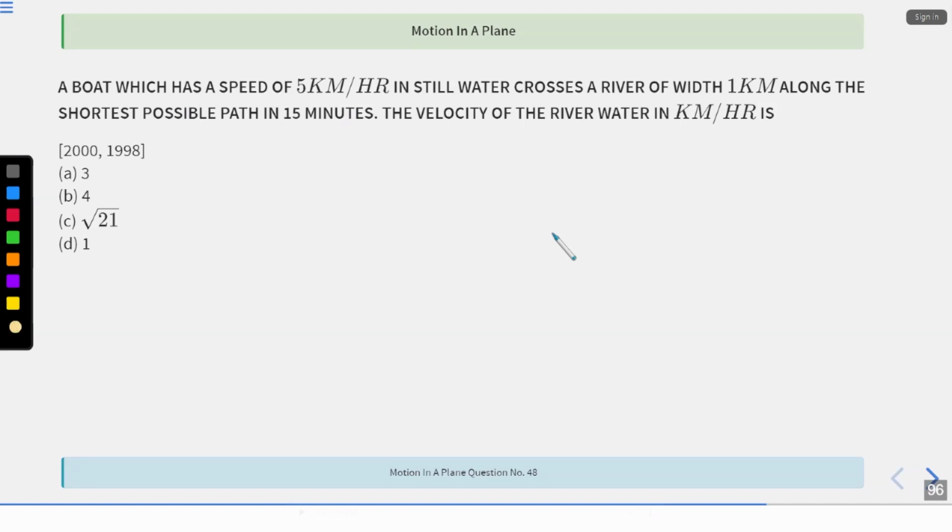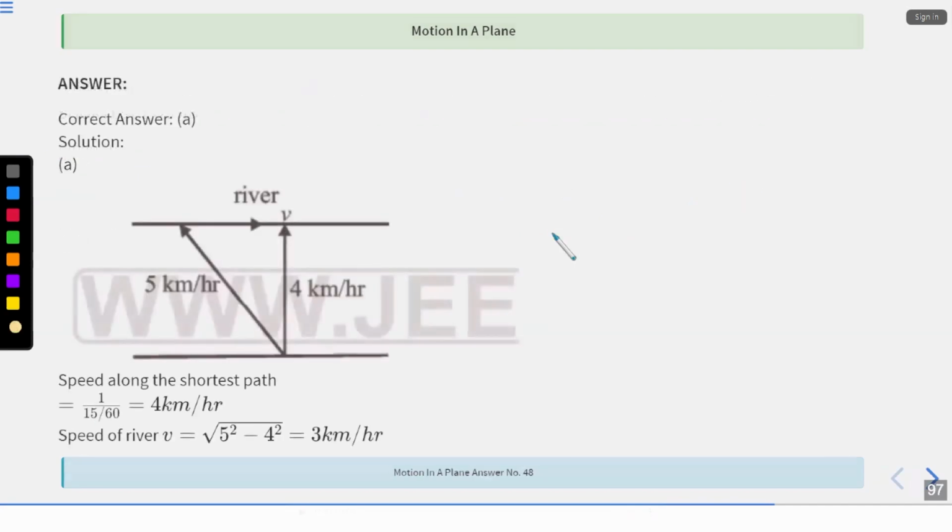So we can see that this has come in two years. Okay. And what is the concept being used? Again, boat river or swimmer river. Again, similar concept. Okay. So here we can see that this is the river flow and this is 4 km per hour and 5 km per hour. So we need to find the speed along the shortest path, and that will be equal to 1 by 15 by 60. Why is it taken 15 by 60? Because it is 15 minutes, and this has to be in kilometer per hour. So that will be equal to 4 kilometer per hour.